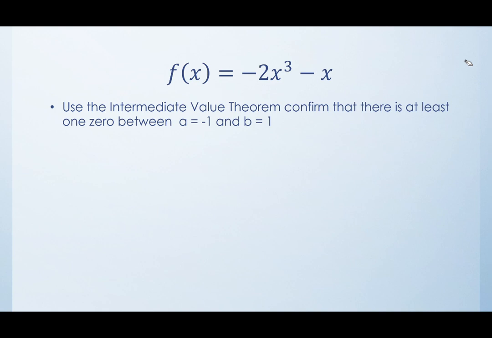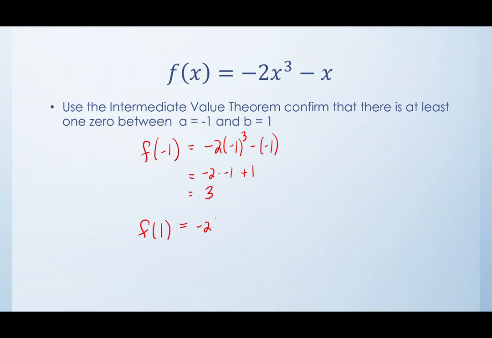Okay. So this one, we just got a second example here. Use the intermediate value theorem to confirm there's at least one zero between a equals negative 1 and b equals 1. So we're going to do exactly the same thing. We're going to plug in negative 1 and simplify that. So negative 2 times negative 1 minus negative 1. So this is going to be 2 plus 1, which is 3. For f of 1, we plug in negative 2 times 1 cubed minus 1. So we've got negative 2 minus 1, which is negative 3.